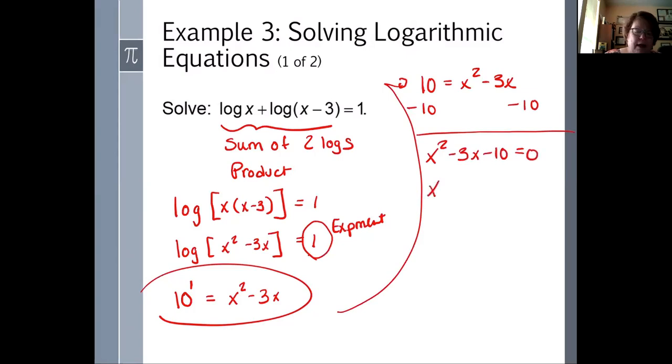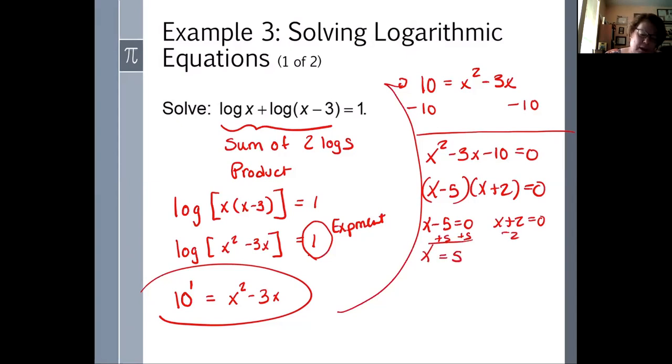That factors to x minus 5, x plus 2, I believe. Does that look correct to you? FOIL it real quick to make sure it looks good. Set the x minus 5 equal to 0. The x plus 2 equal to 0. Add 5 to both sides. You get x is 5. Subtract 2 from both sides. You get x is negative 2.